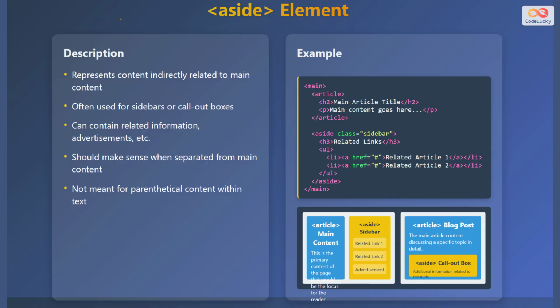Here is an example of how to use the aside element. Within the main content, we have an article and an aside. The aside contains related links. The visual representation shows a page layout with a main content section and a sidebar, as well as a blog post with a call-out box providing additional information.